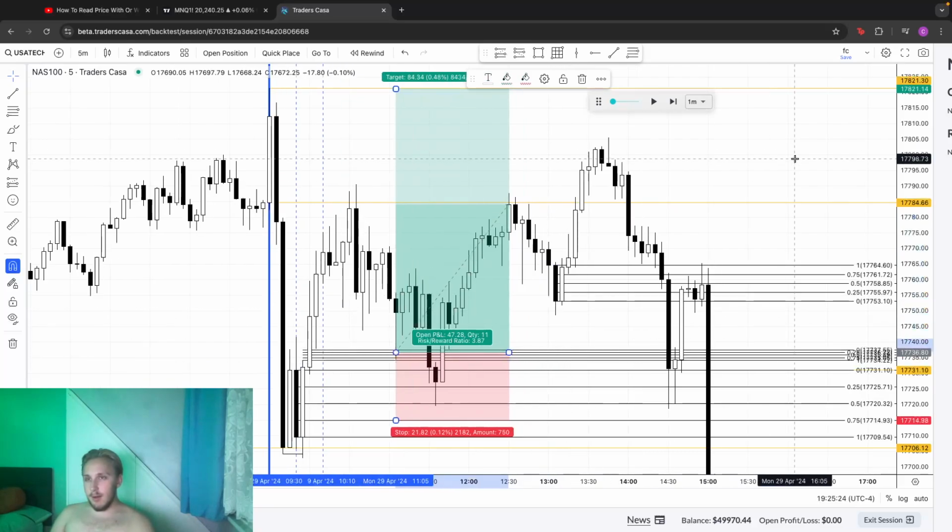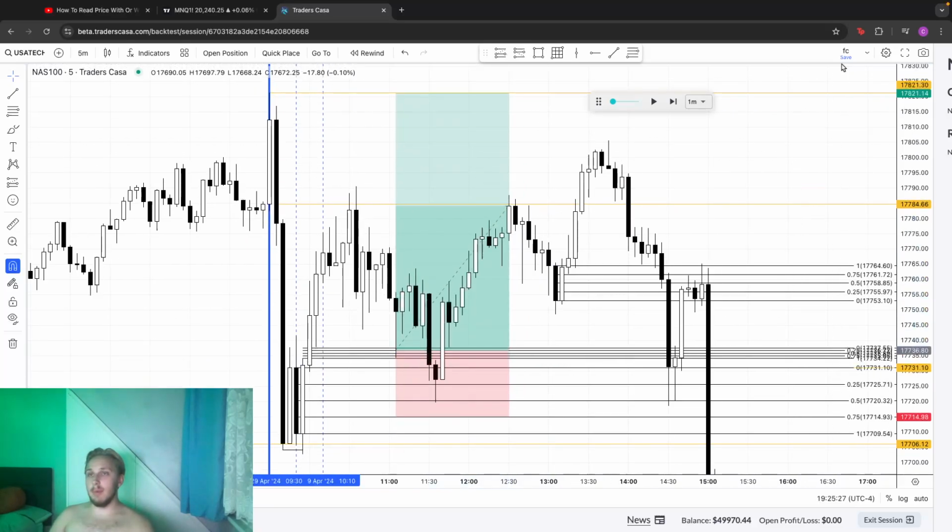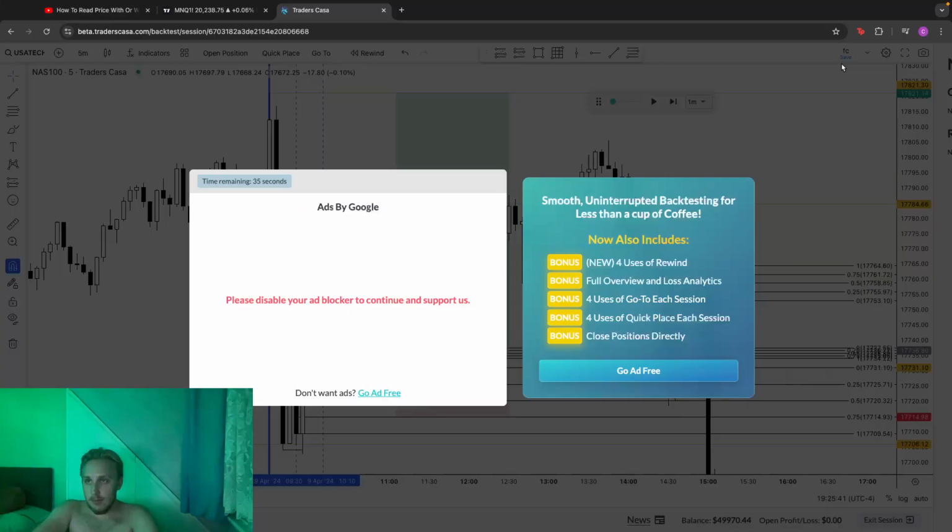But I don't know what the problem is. They used to be a free site, and they've just completely gone payment. Everything is payment now. I used to use it back when I used to backtest a lot, but nowadays I just don't. I don't really like it. Look, how many ads though? Like, come on.